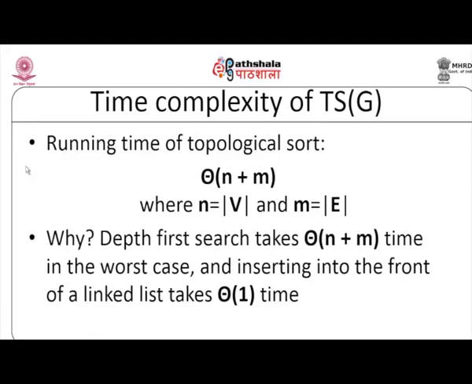So, actually what you are doing is a depth first search, and in addition what you are doing is inserting into a linked list. So, that takes constant time. So, the order of the topological sort of n plus m is approximately the same as the order of the depth first search of the same graph.